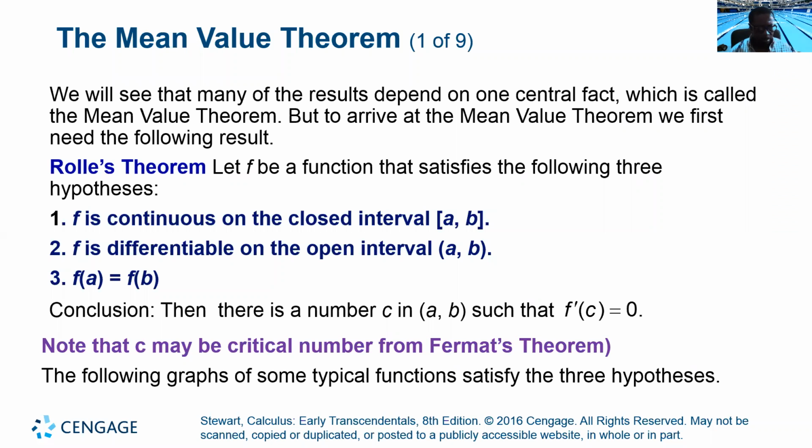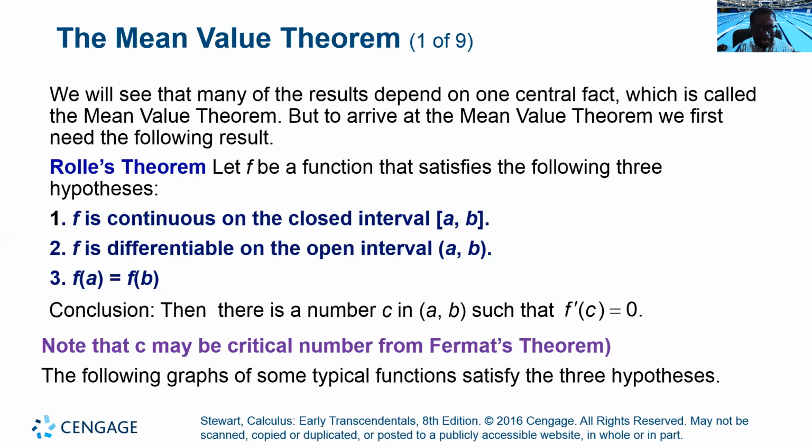But before we talk about the mean value theorem, there is a theorem that precedes it that we need to know, but they are related. Many of the results that we have seen in this class depend on one central fact, which is what we call the mean value theorem. But to arrive at this theorem, we first need the following result, which we call Rolle's theorem.